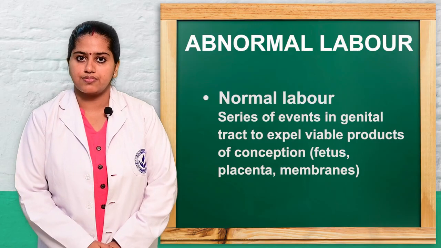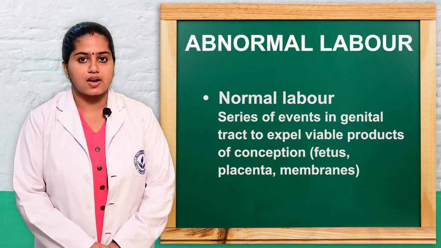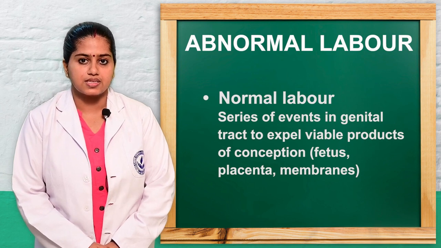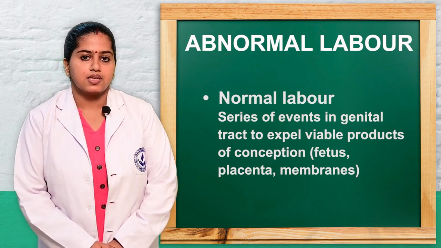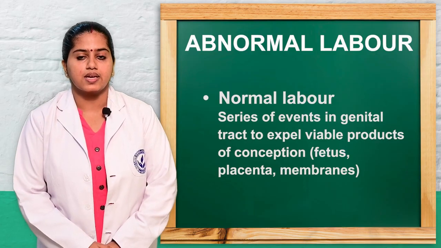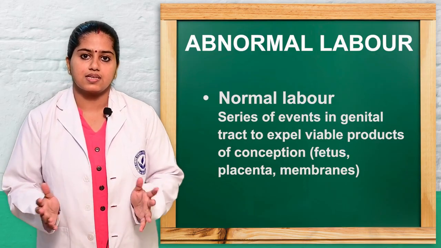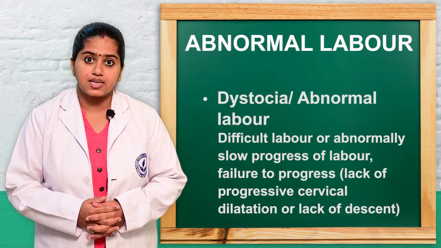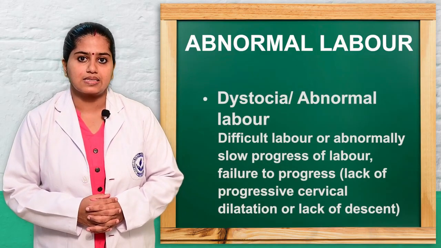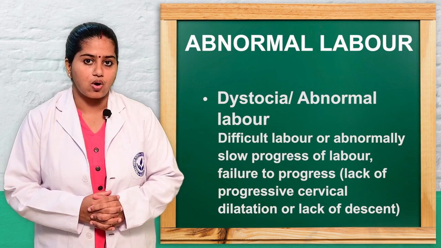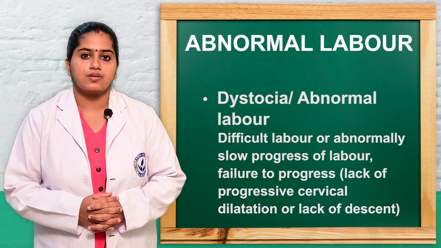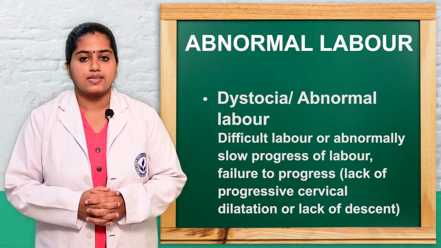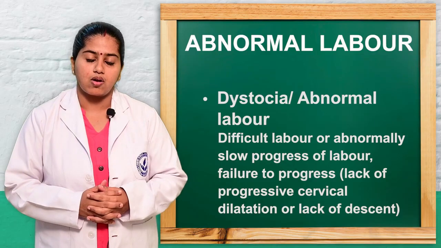Normal labor is a series of events that takes place in the genital tract in order to expel the viable product of conception, that is the fetus, into the external world. Here the fetus, placenta and membranes are expelled during the labor process. Any difficulty in normal labor is known as dystocia or abnormal labor, due to any mechanical or functional factors.